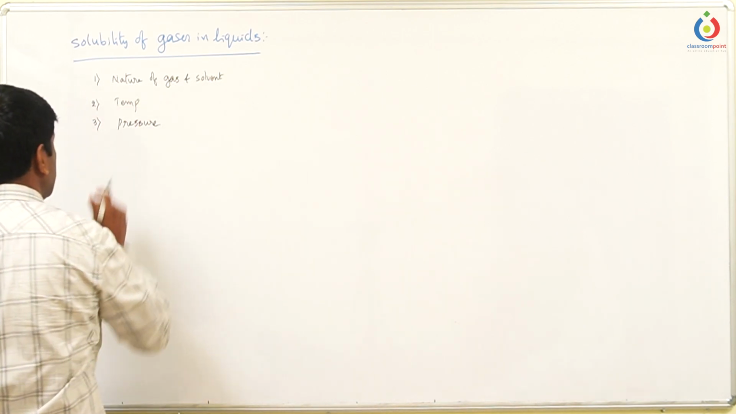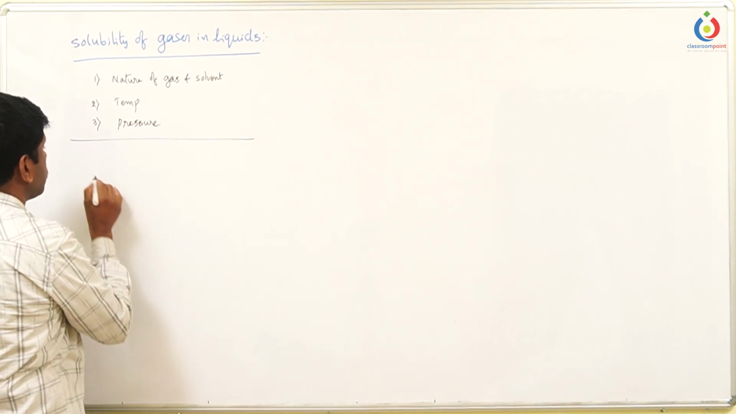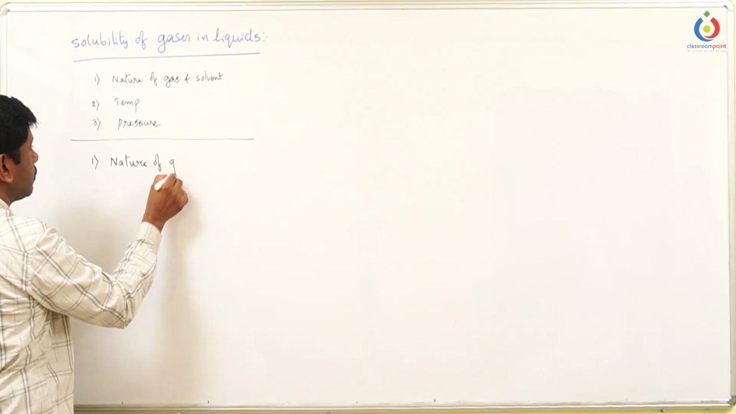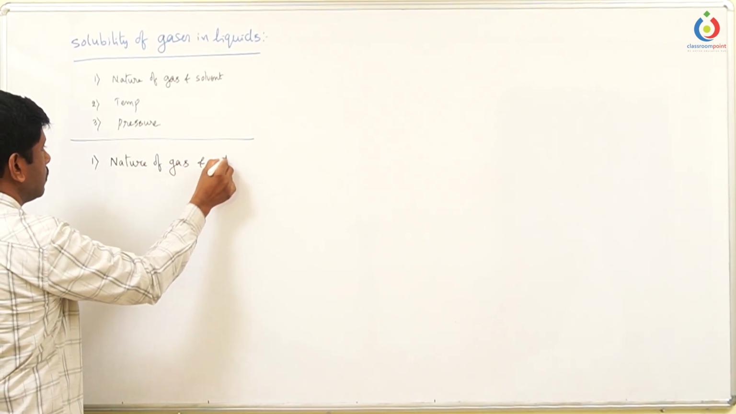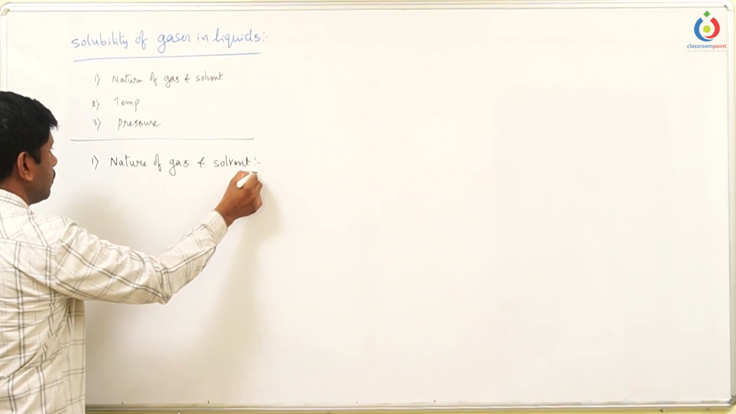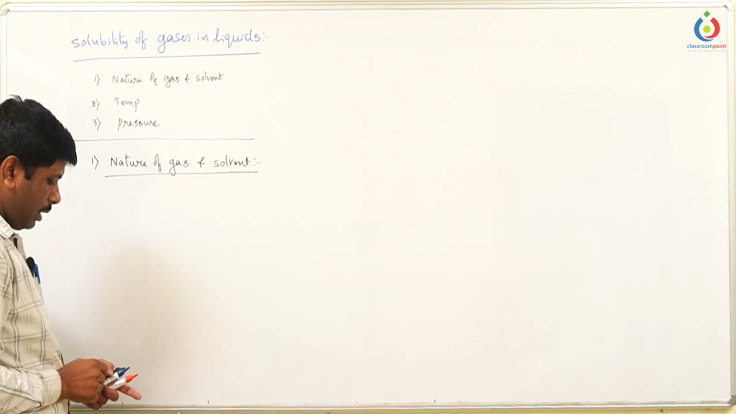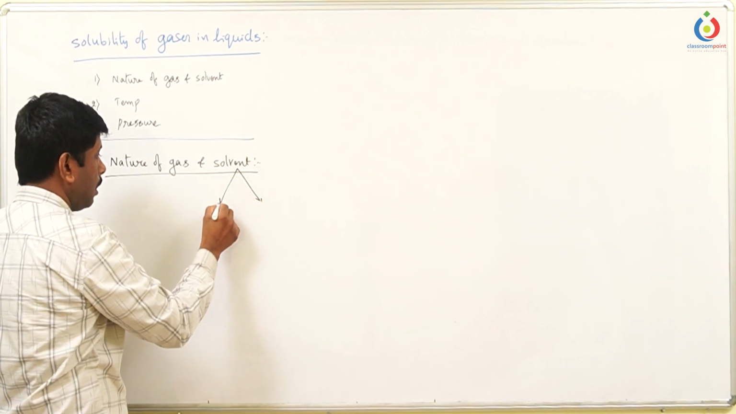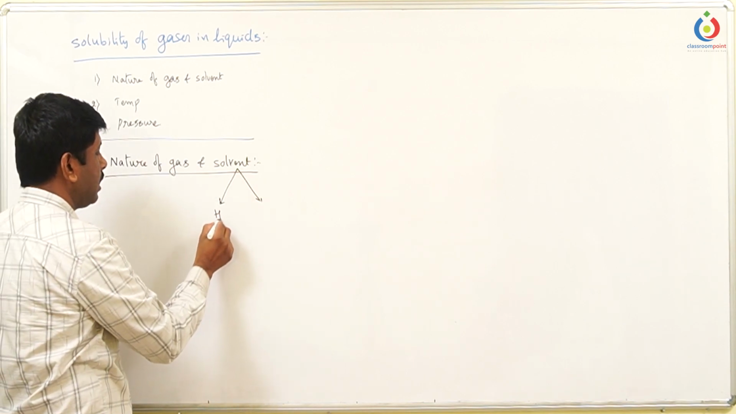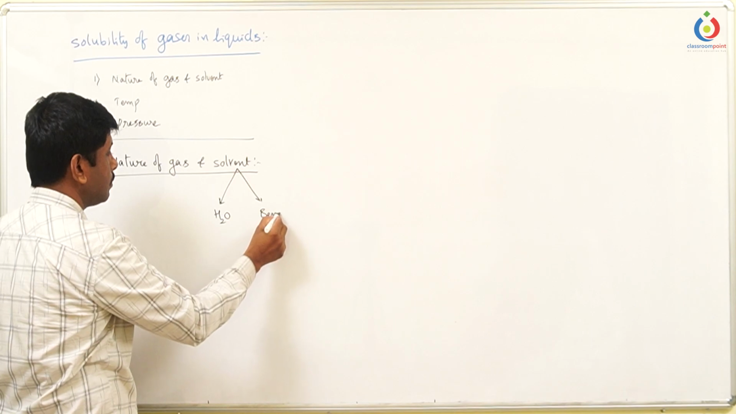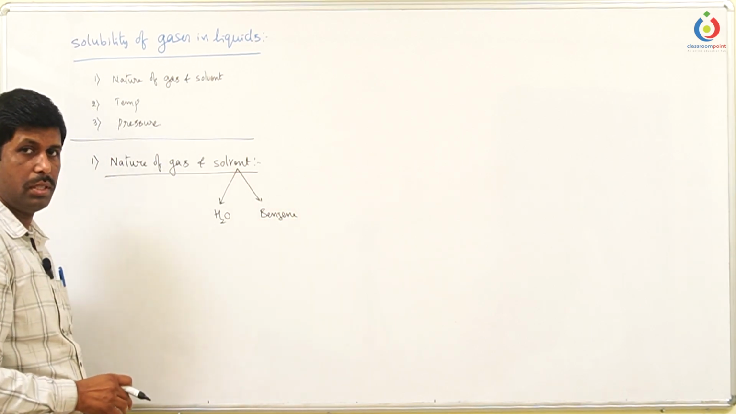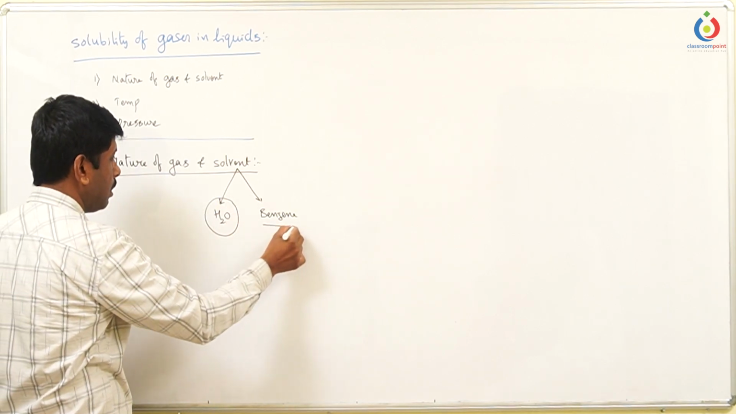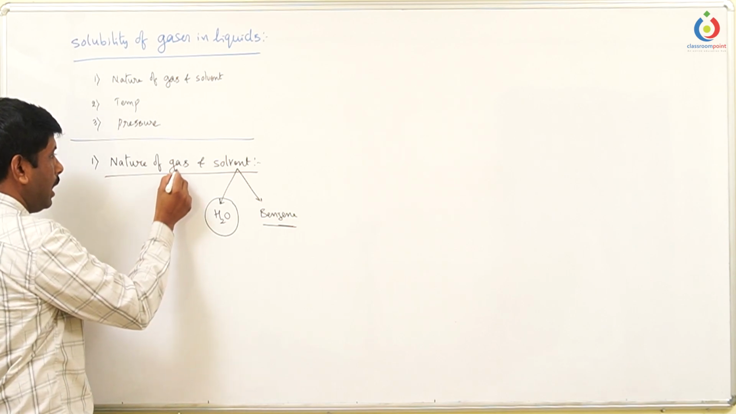So let us discuss the nature of gas and solvent. Here, first of all, let us take the solvent, polar and non-polar. So I am taking water and benzene or CCl4. We are going to discuss mainly the water molecule, and the others we shall discuss later. And nature of the gas.